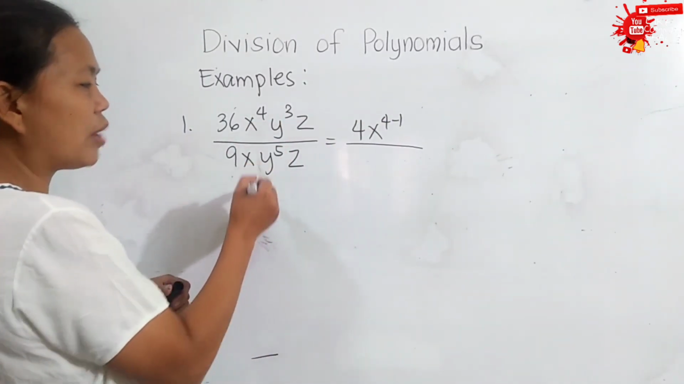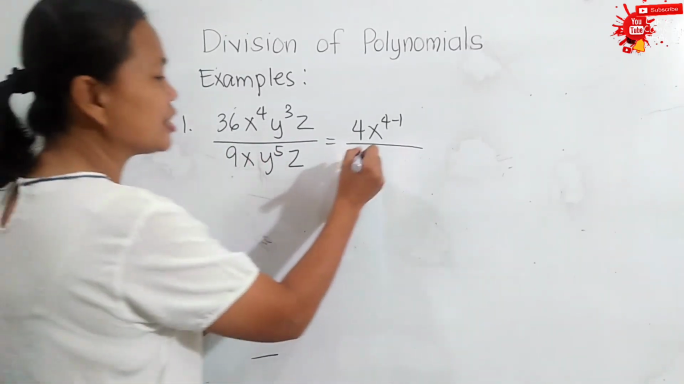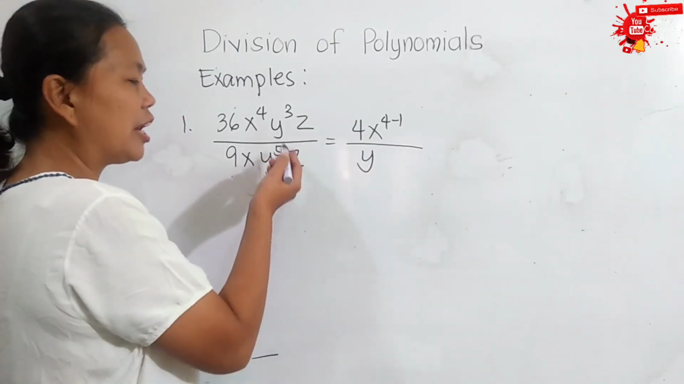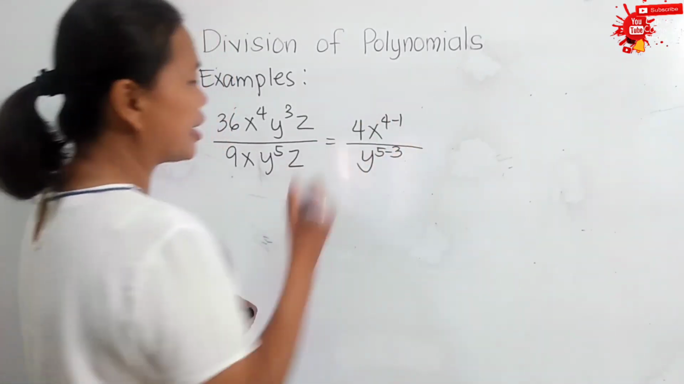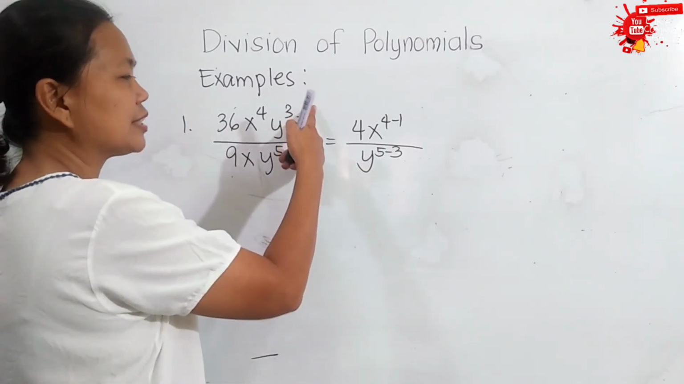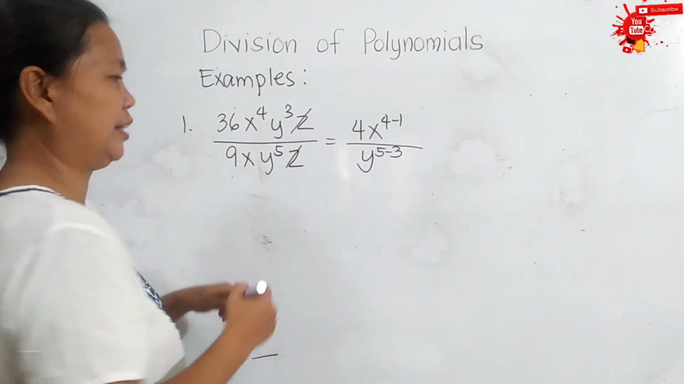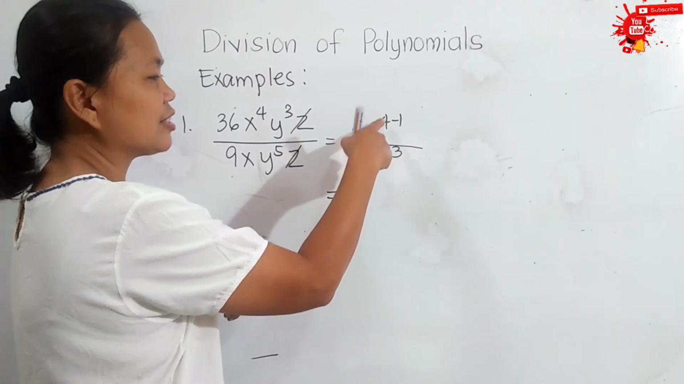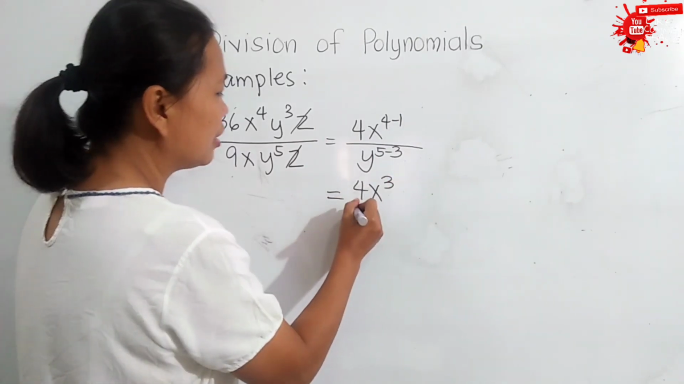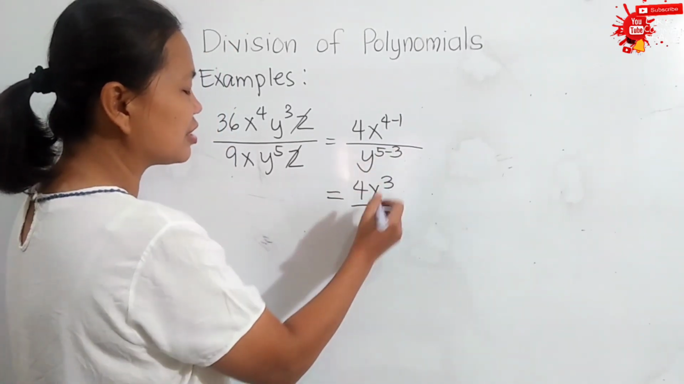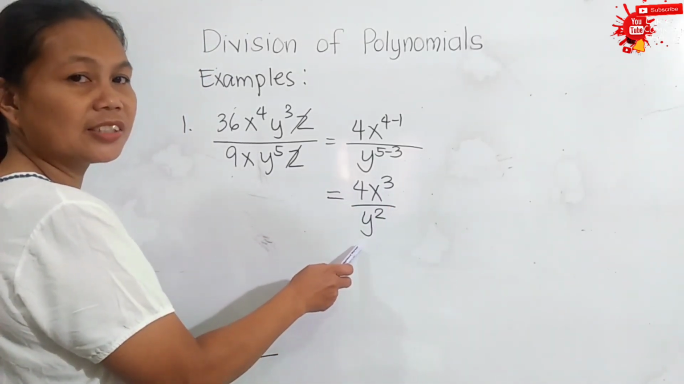Then we have y, the base y. If you notice, the exponent of y in the denominator is larger, so we write y in the denominator. Then subtract the smaller exponent from the larger exponent, so we have 5 minus 3. Then we have z. We have the same exponent which is 1, so we can now cancel z because the value of this is 1. Now let us simplify. So we have 4x raised to 4 minus 1, which is 3, over y raised to 5 minus 3, which is 2. So we have the answer, 4x cubed over y squared.